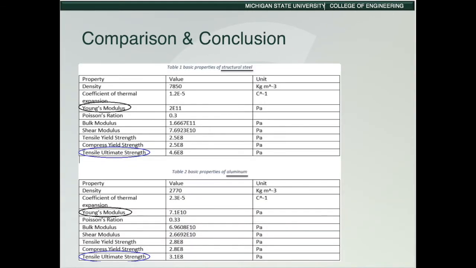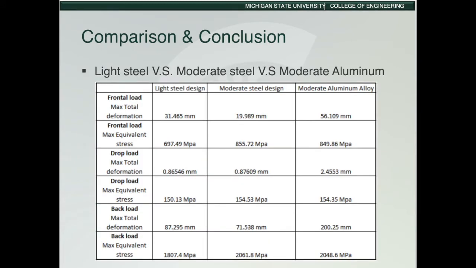In conclusion, we can draw a comparison of the basic properties of the two materials from these tables. Based on the results shown previously, in this table we can see that thickening the steel tube and making the frame heavier does make it more sustainable. However, if you apply aluminum to the frame with thicker tubes, the frame will still be weaker than it is in the lightweight steel design.